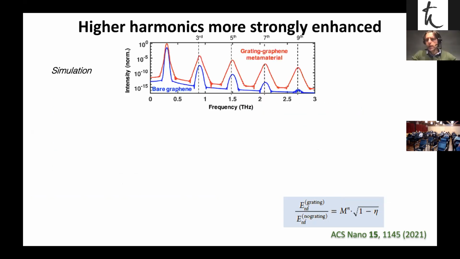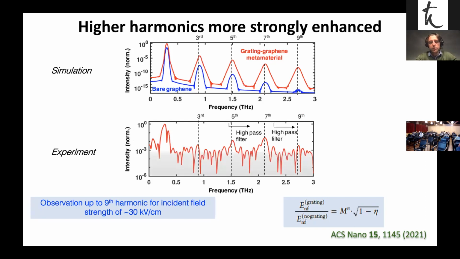So what this also predicts is that if you then go to even higher harmonics, so not to the third harmonic, but to the 5th or 7th or even higher harmonic, you're enhancing even more compared with the sample with the grating compared to the sample without the grating. So here you see, for instance, a simulation that predicts that for the 9th harmonic, it's many orders of magnitude more harmonic that you're generating due to the grating.